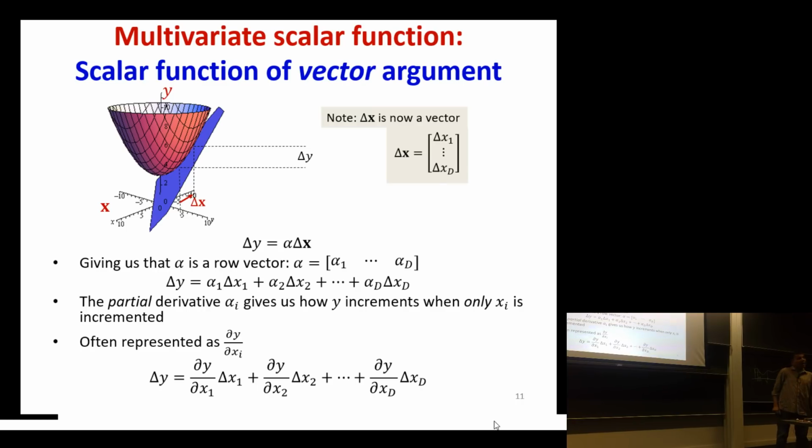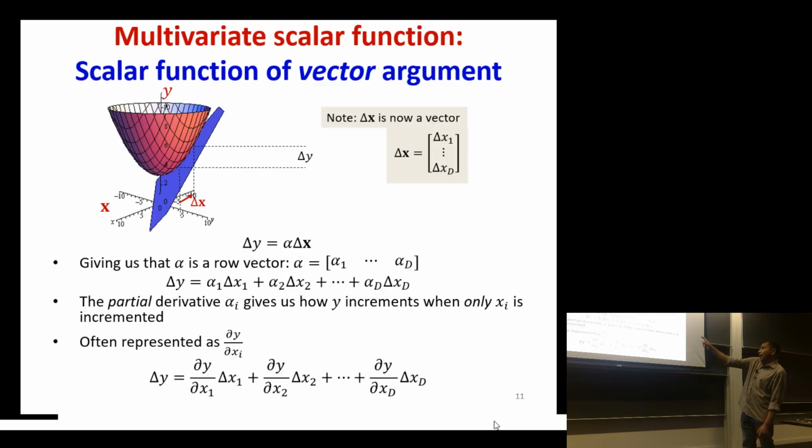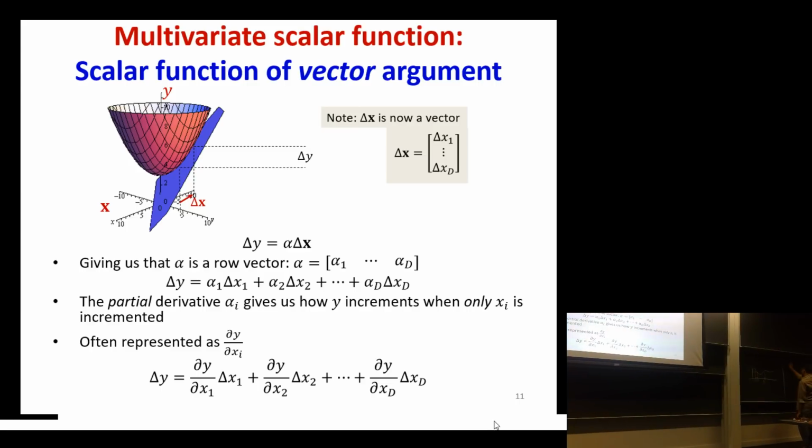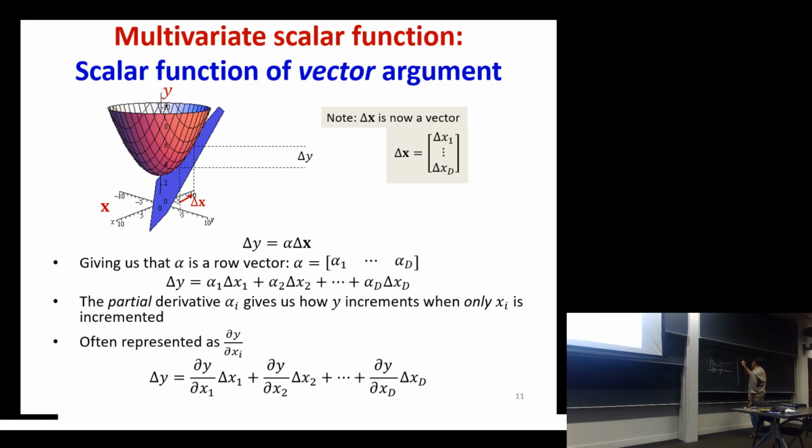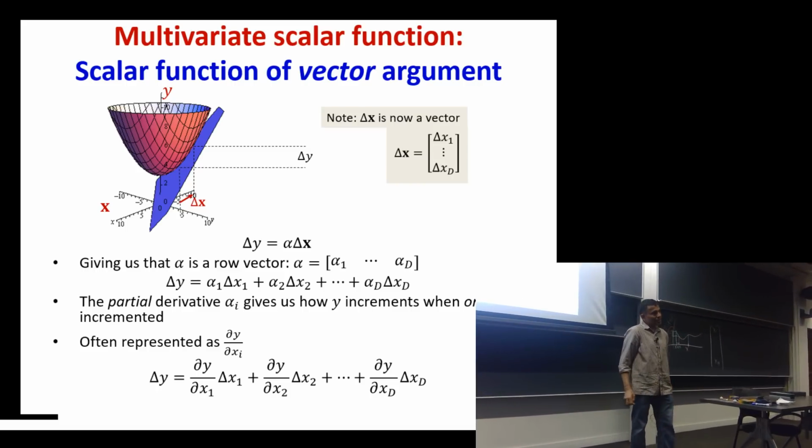What happens when I have a scalar function of a vector variable? So here I have y, which is a function of a vector x, and assume for now that my vector x is a column vector. In the lecture, I will keep assuming that the vectors are column vectors. In your code, it's up to you. You have to transpose everything to make everything consistent.